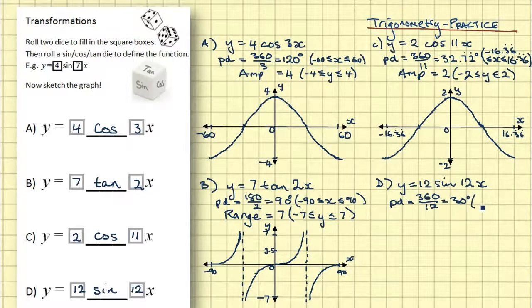And so my x is going to go from minus 15 to positive 15, like that. Okay. My amplitude then. Well, the amplitude is 12. Therefore, I have to remember to go from minus 12 to positive 12. Like that. Now I sketch my graph.